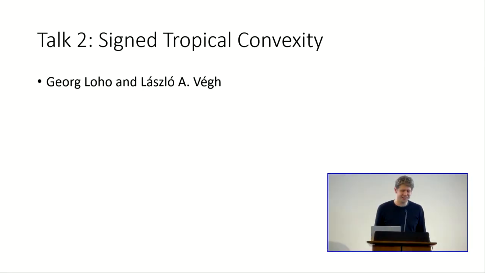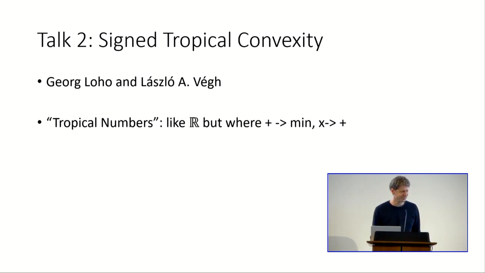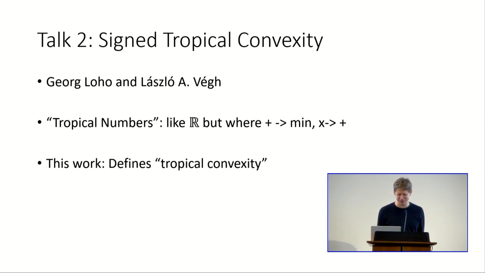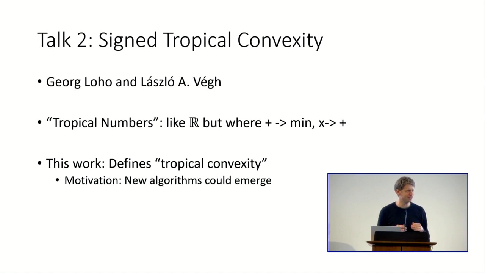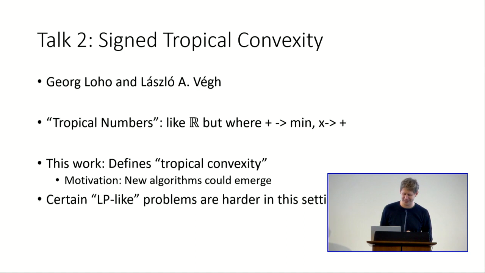All right. The second talk will be a talk on signed tropical convexity by Georg Loho and László Végh. And here they'll be talking about something called tropical numbers. They're basically like the real numbers, but where plus is replaced by a min and times is replaced by a plus. So it's a slightly different number system than what you're used to. And in this work, they rigorously define a notion called tropical convexity. And the motivation here is that maybe new algorithms could emerge by thinking about this notion of convexity.